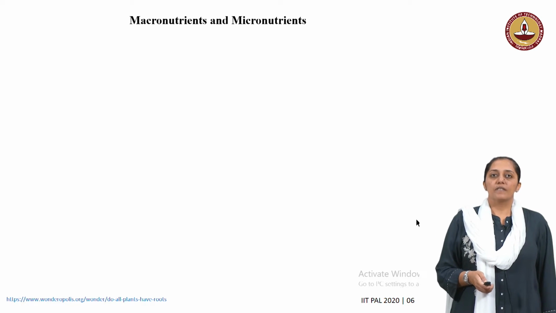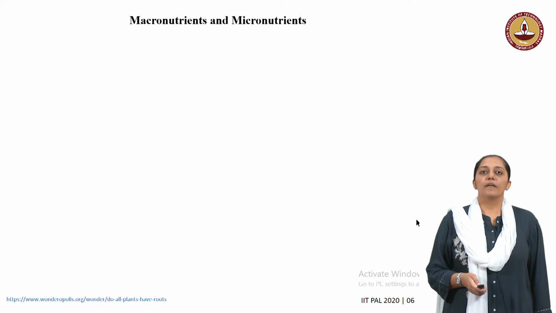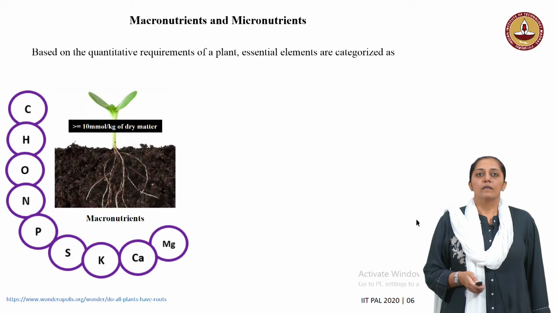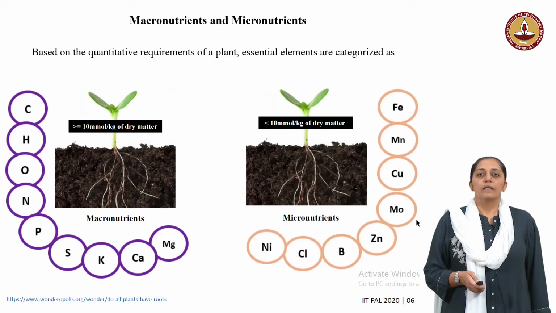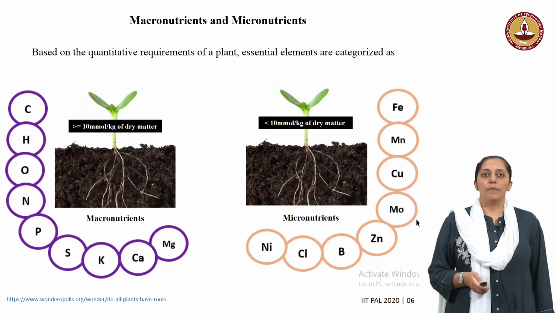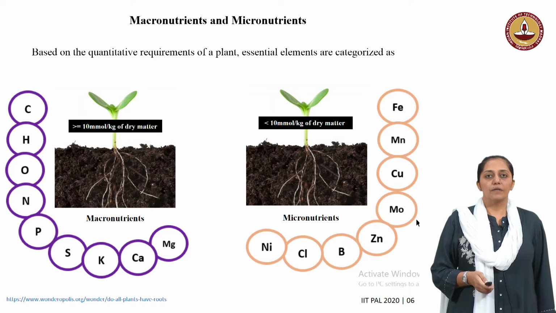The essential elements are further classified as macronutrients and micronutrients. These are based on the quantitative requirements of a plant. The essential elements which are required in amounts greater than or equal to 10 millimolar per kilogram of the dry plant matter are classified as macronutrients.